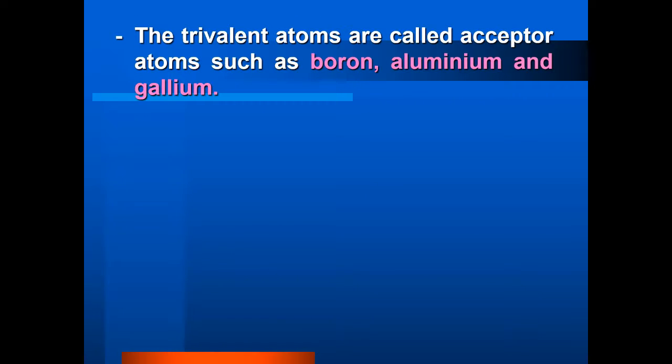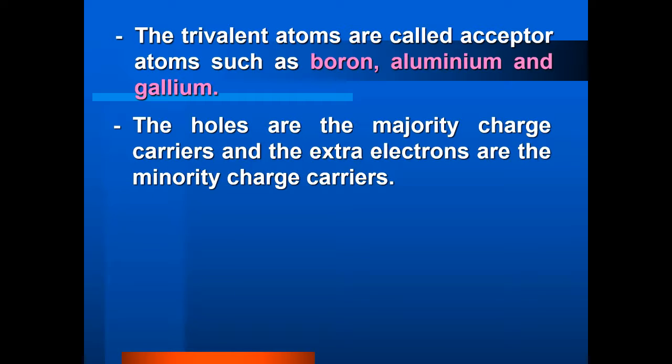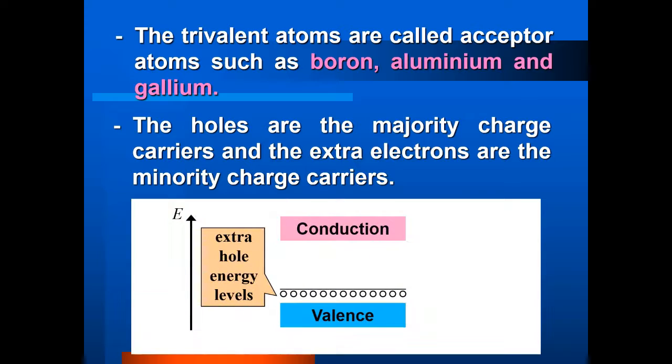This one we call the trivalent atoms. Trivalent atoms are called acceptor atoms because they accept the electron in. For example, boron, aluminium, and gallium. So the hole now is the majority charge carrier. Then the extra electrons are the minority charge carrier.